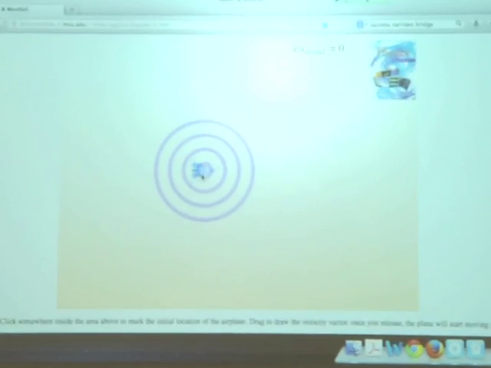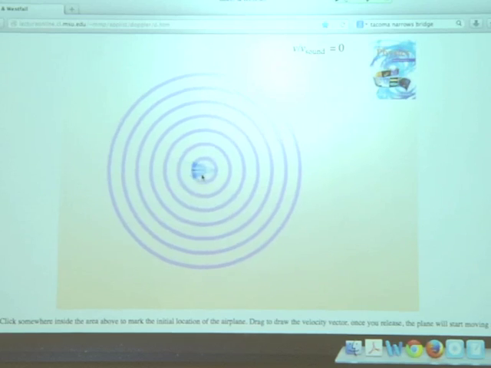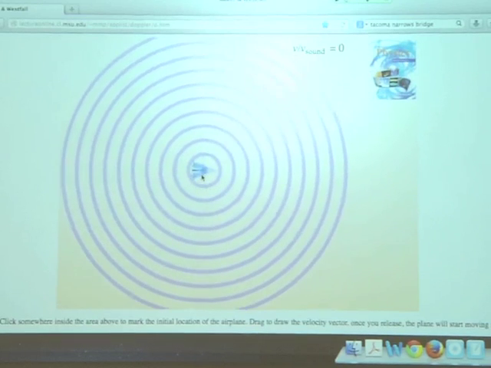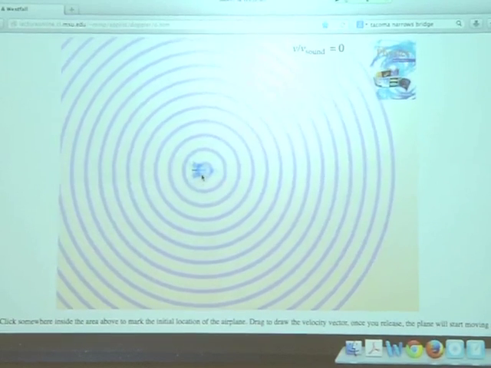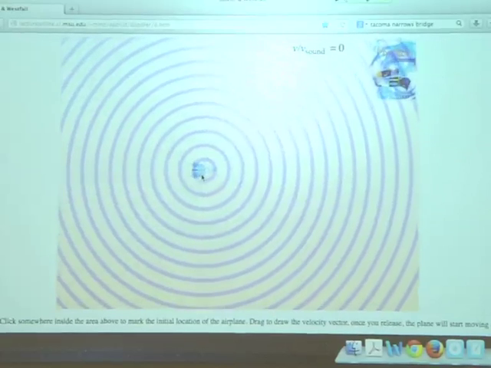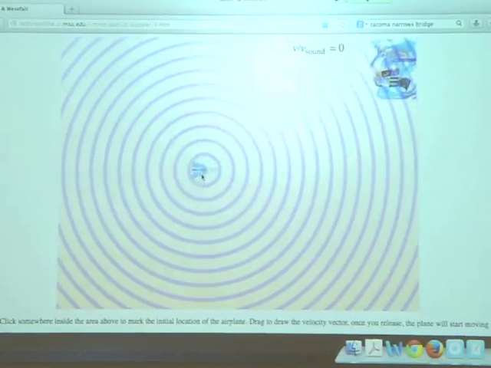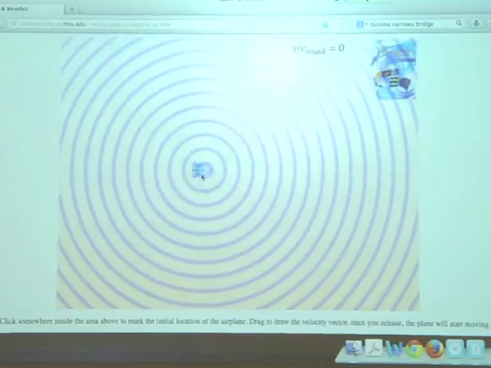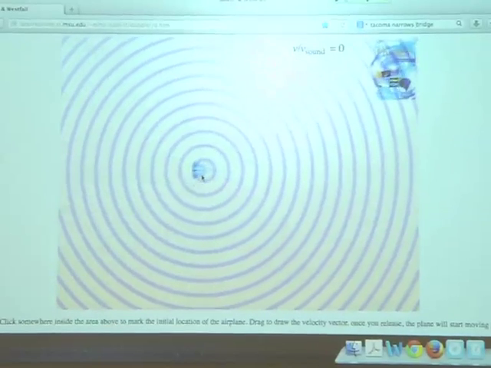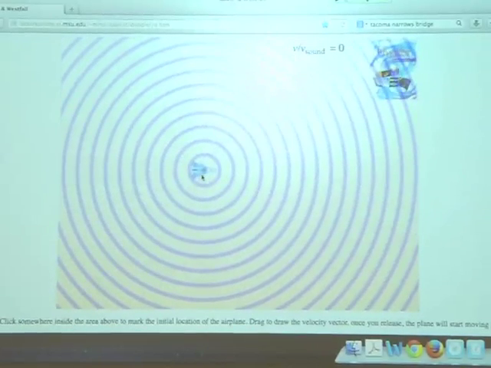So first off, if I have a sound source, and it's stationary, then the waves are going to spread out equally in all directions, right? That's a jet. Yep, in this one, that's what they're using. And so the spacing in all directions is the same, right?